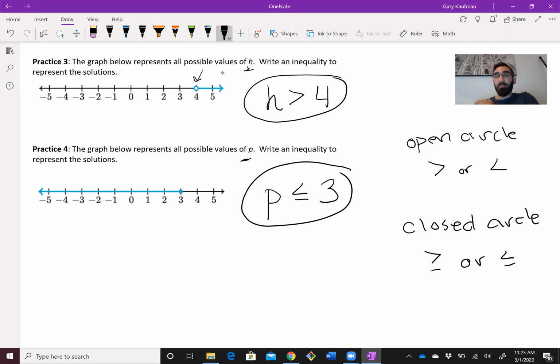So you have a 50-50 chance, and then what we realize is that the values are greater than 4, so any value h must be greater than 4. We use the same logic to realize that based on our graph, we're under 3, but we can be equal because it's a closed circle. So that's our recap from last lesson. Let's go on to solving inequalities now.